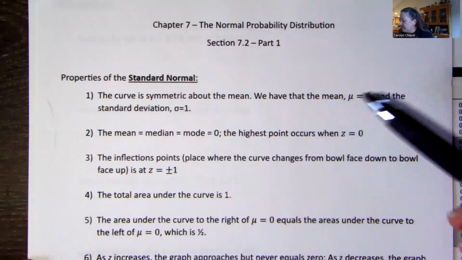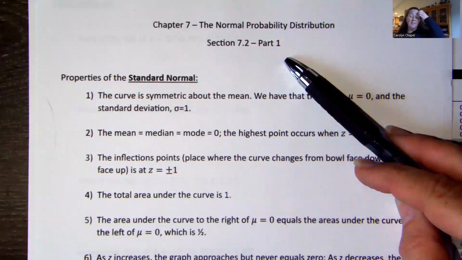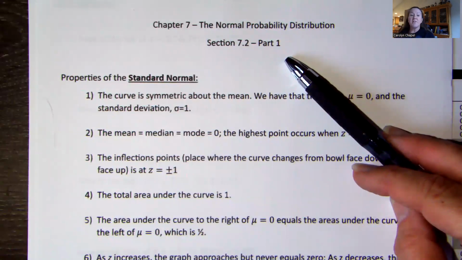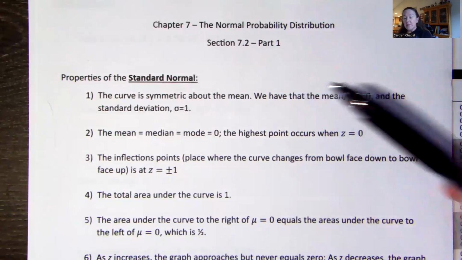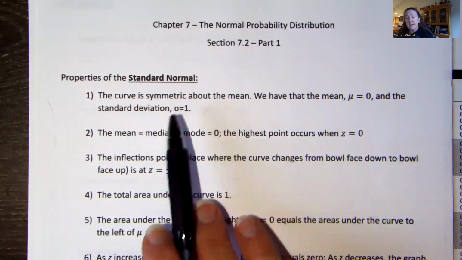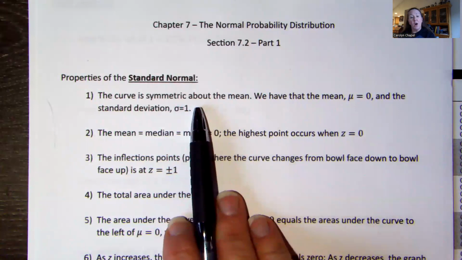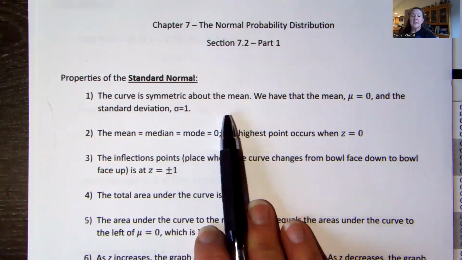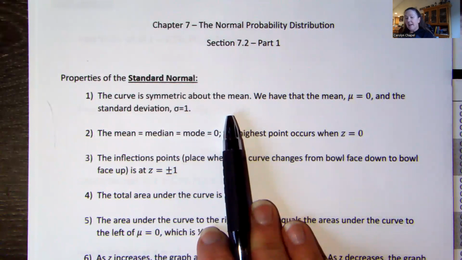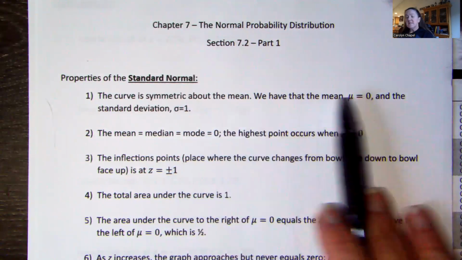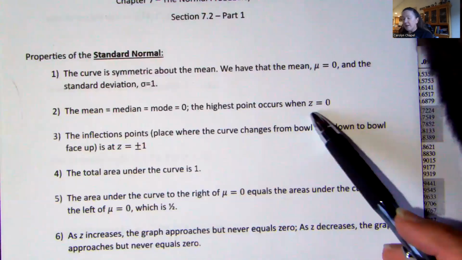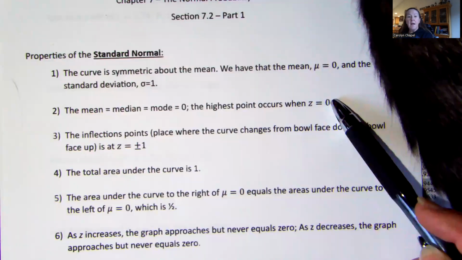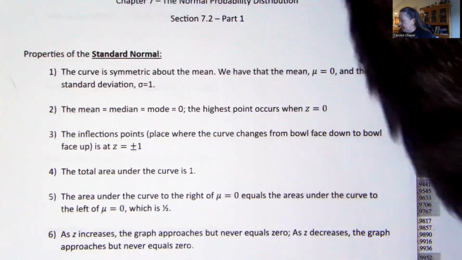But this is section 7.2, and I did break this into two pieces. This first part, we're just going to look at that standard normal curve. So some of the properties, first of all, it is symmetric about the mean, as all normal curves are. This one in particular is kind of man-created, does not have a certain situation that follows it. Its mean is going to be 0, and its standard deviation is 1.